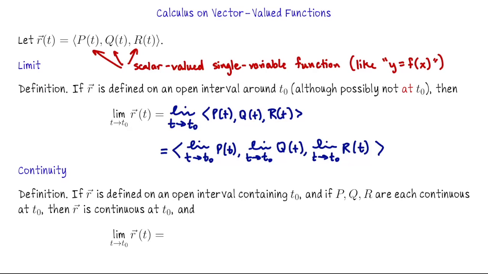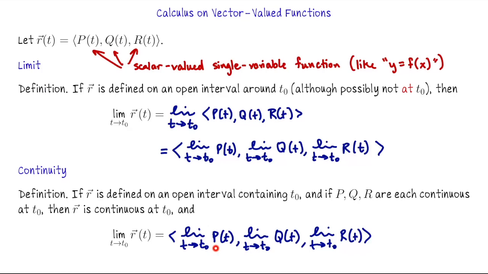We build off of the notion of limit to define continuity. So if our vector-valued function r is defined on an open interval containing t0, meaning that this time we actually care that the function is defined right at t0, and if its component functions p, q, and r are each continuous at t0, where here continuous means continuous in the single variable calculus sense, then the vector-valued function is also continuous at t0, which means that when we take the limit as t approaches t0 of this vector-valued function, we just said above that that's like taking the limit of each component function.